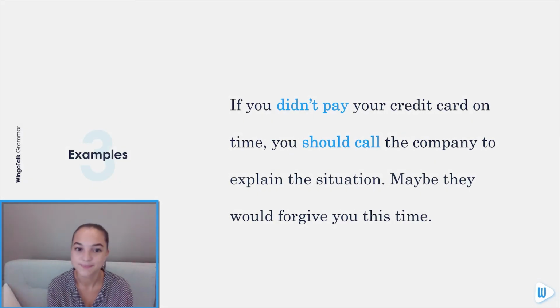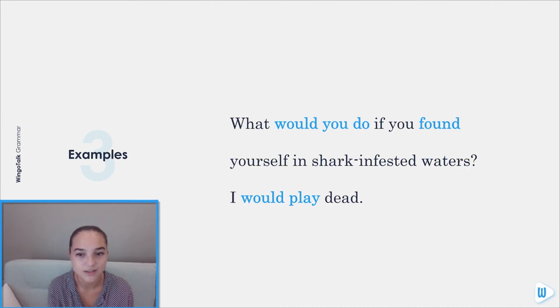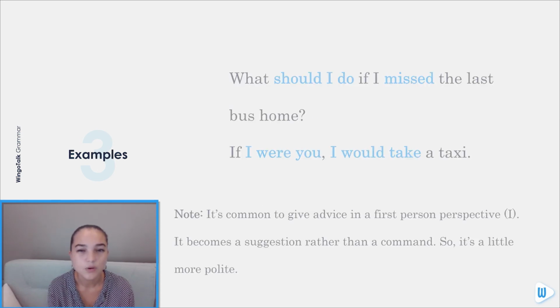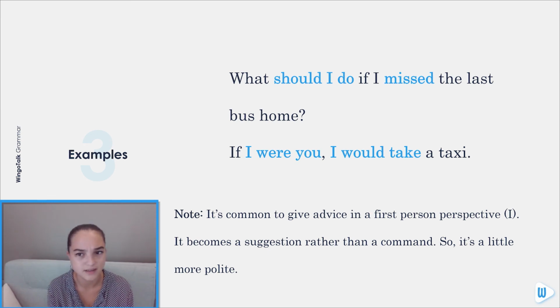Some examples. If you didn't pay your credit card on time, you should call the company to explain the situation. Maybe they would forgive you this time. What would you do if you found yourself in shark-infested waters? I would play dead. What should I do if I missed the last bus home? If I were you, I would take a taxi.